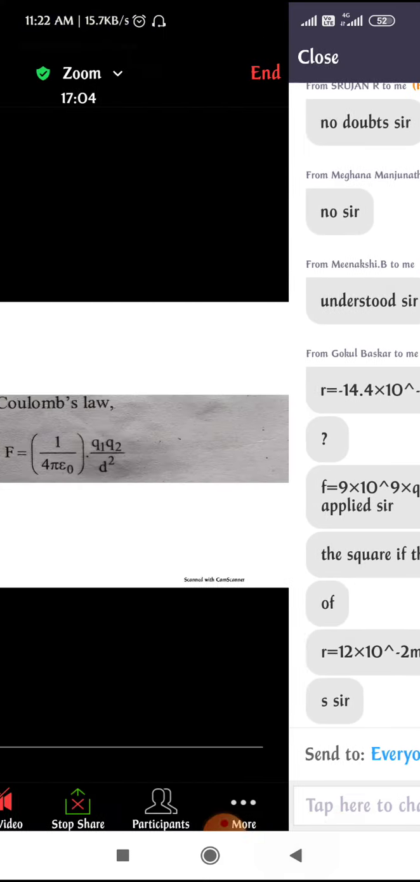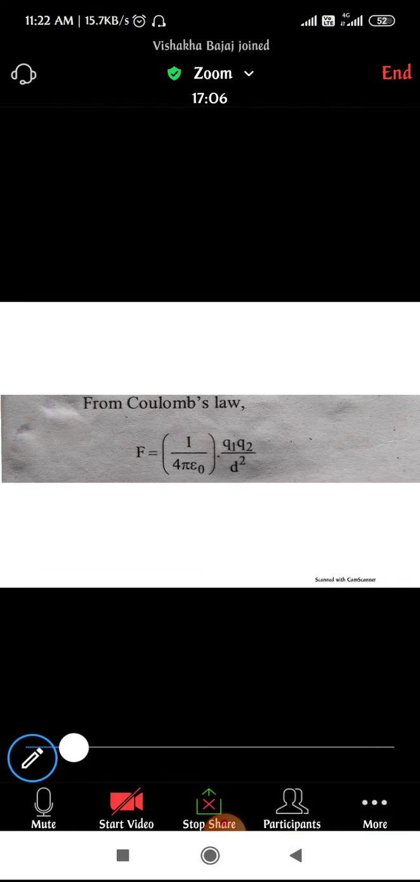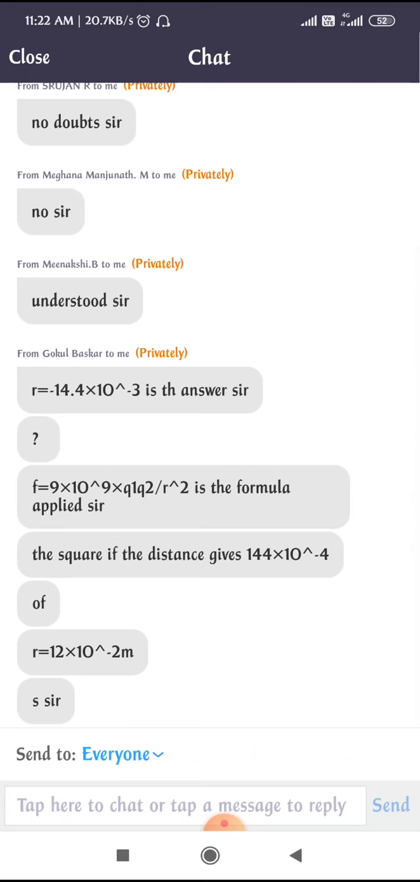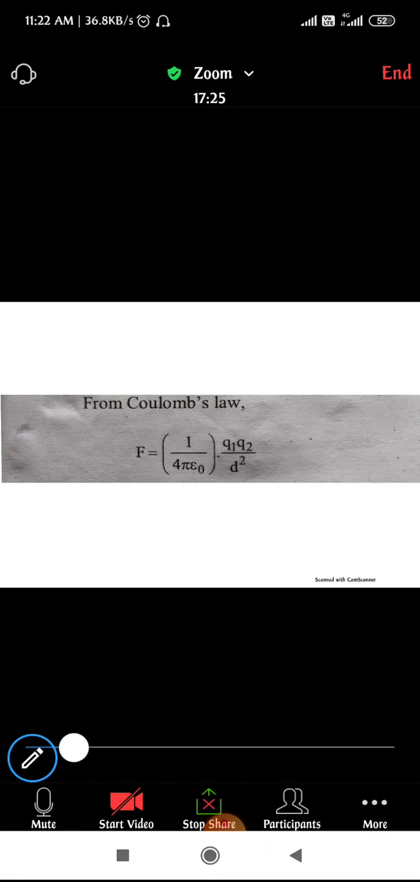Okay. First of all, what you said is 12 into 10 to the power minus 2. Okay, correct. So 12 centimeter is the answer, so if you convert in terms of meters, it comes out to be 0.12 meter. Yeah, correct. What about others?